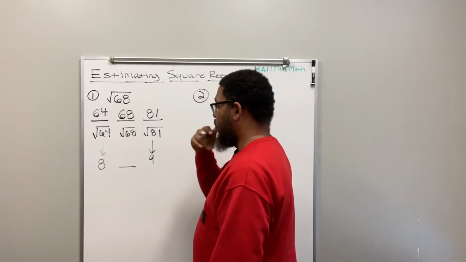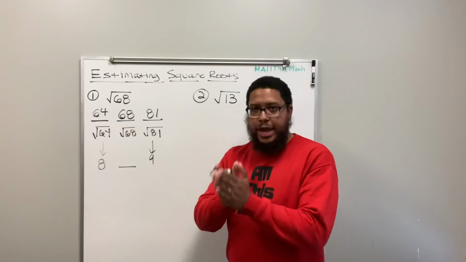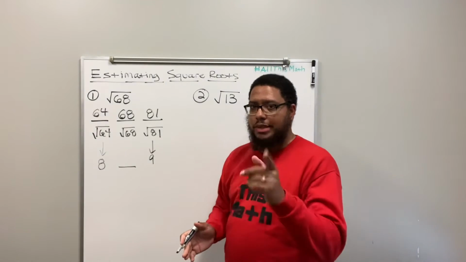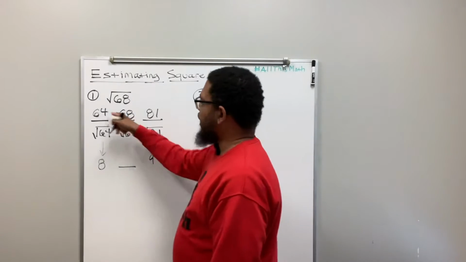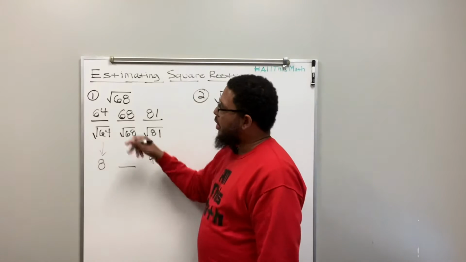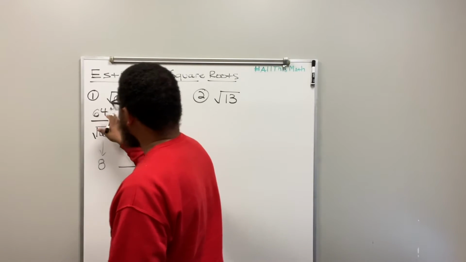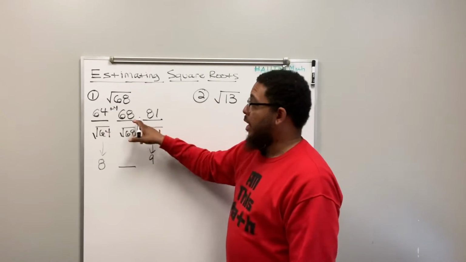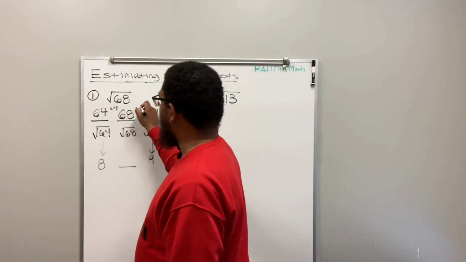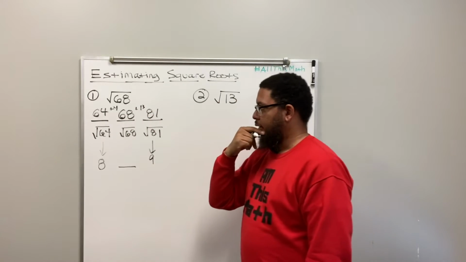Now, the question is, is it close to the middle, the halfway mark between 8 and 9, like at 8.5? Or is it less than 8.5, or is it more than 8.5? This is how we figure that out. Go back to the original three numbers, 64, 68, and 81. Ask yourself, how far is 68 from 64? It's off by 4. Now, how far is 68 from 81? That's off by 13, right? Because 68 plus 13 is going to be 81.